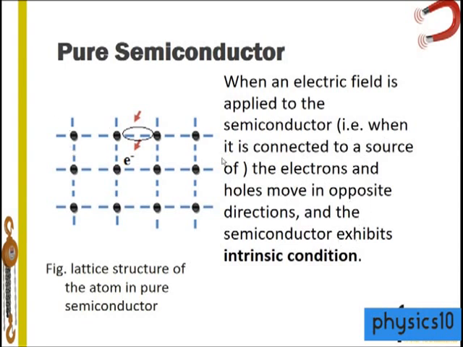And you can see in the diagram, this covalent bond, because of thermal energy being applied to the silicon or the germanium, has resulted in the electron, which is used to form that covalent bond in terms of sharing of electrons, actually moving away from that bond. And as a result, a hole is formed where there was a covalent bond.